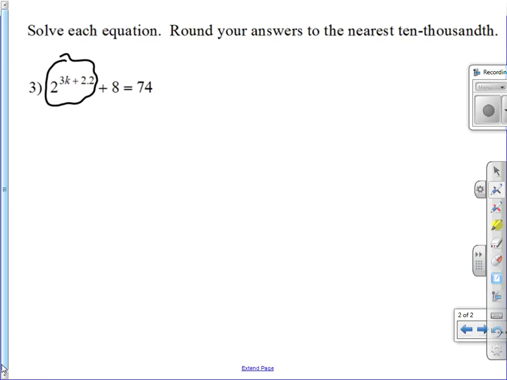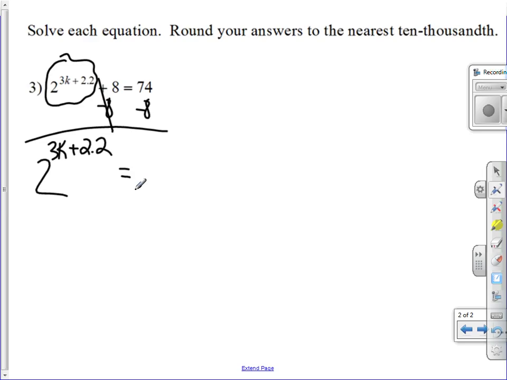All right, first thing we need to do is get this 2 to the blah, blah, blah by itself, because that's what's holding our variable hostage. To get this blob of stuff by itself, I need to subtract 8 from both sides first. Oh, I'm sure you knew that. I know I'm stating the obvious. 3k plus 2.2. Yes, that is a decimal point there. It's not 22, it's 2.2. And that equals 66.